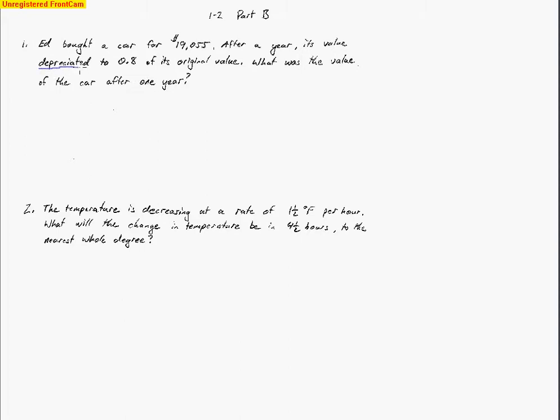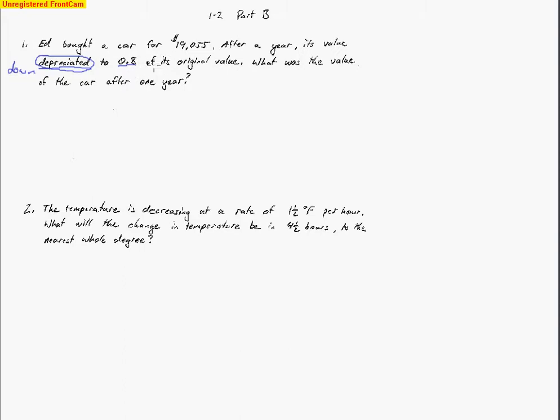Right away, if I wasn't sure what that word meant, I look at the number, that's smaller than 1. So what this tells me is that it's going down. So depreciate means the value is going down, by or down to 8/10 of its original value. If it didn't go down at all, its value would be the same after 1 year. But since it's going down to 8/10 of its original value, our answer is going to be a smaller number than this 19,055.